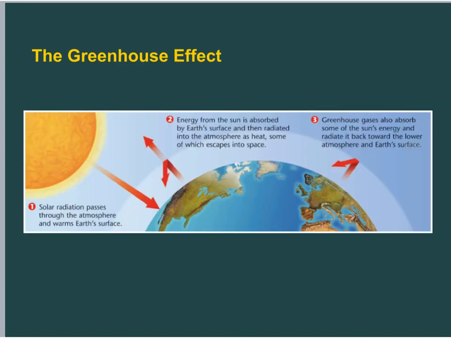Here's a much better drawing. You've seen this before already. I'm not going to spend too much time on it. Here are the sun's rays, and normally more of it escapes back out of the atmosphere, but because we've got extra greenhouse gases like carbon dioxide and others, it's trapping more and more heat in.